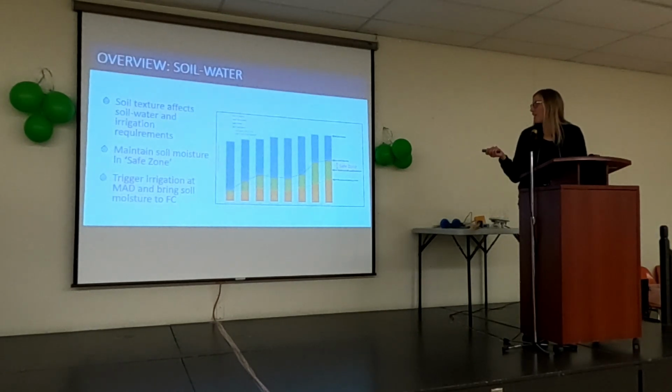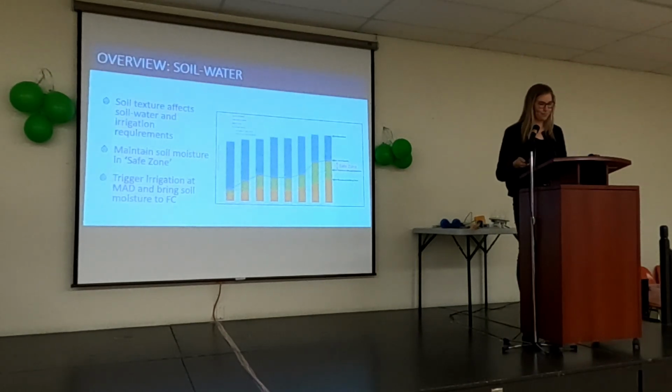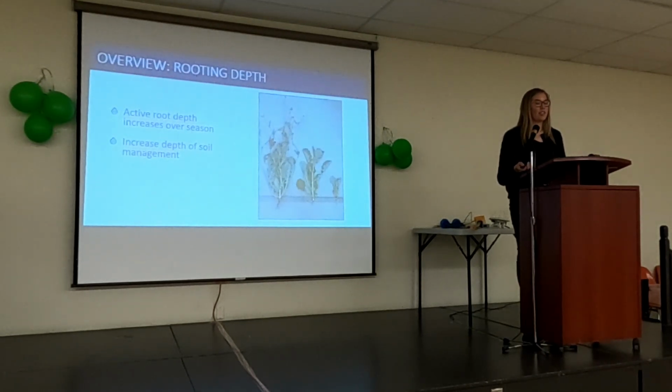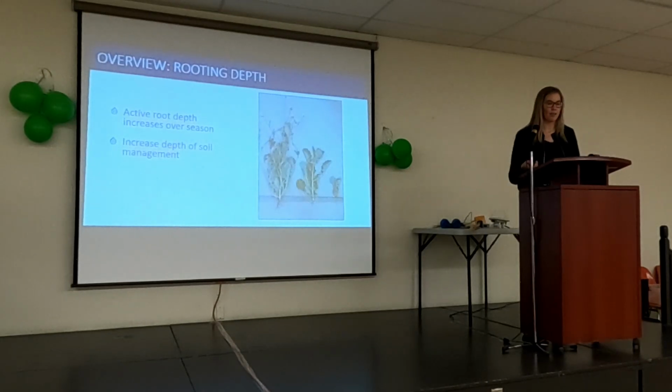Irrigation is going to be triggered at that maximum allowed depletion, and then you calculate the depth of irrigation to bring the soil back up to field capacity. And rooting depth is another important consideration when you're scheduling irrigation, because that active root depth and root zone is obviously going to change throughout the field season as the plant develops. That translates into the need to also increase the depth of soil that you're managing throughout the field season, just to make sure that there's enough water to actually wet the entire root zone when you have that irrigation application.